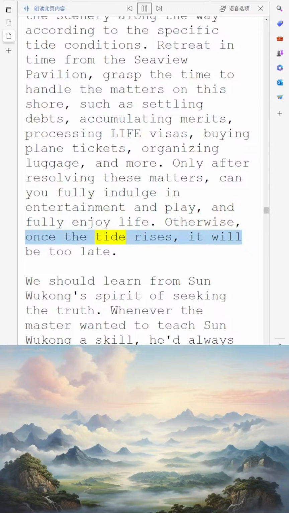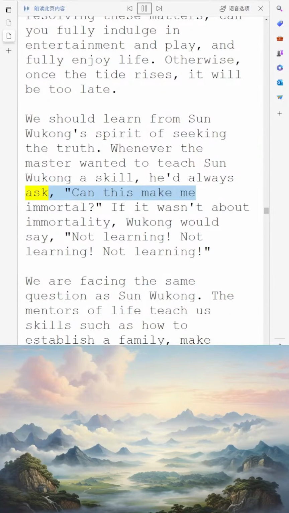Otherwise, once the tide rises, it will be too late. We should learn from Sun Wukong's spirit of seeking the truth. Whenever the master wanted to teach Sun Wukong a skill, he'd always ask, "Can this make me immortal?" If it wasn't about immortality, Wukong would say, "Not learning, not learning, not learning." We are facing the same question as Sun Wukong.